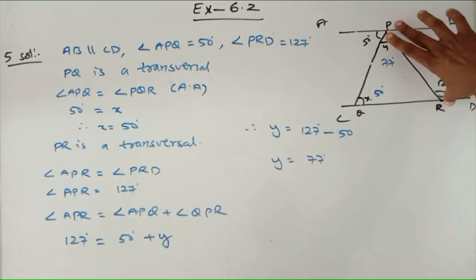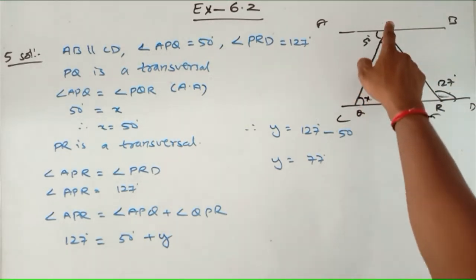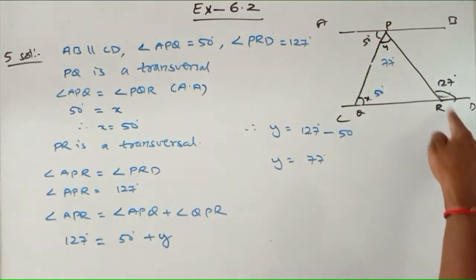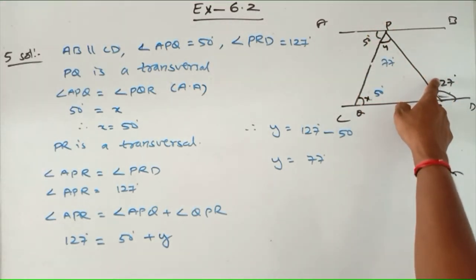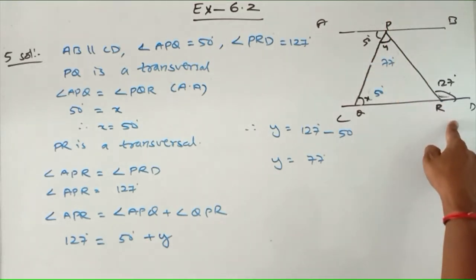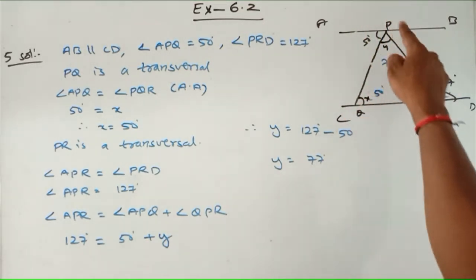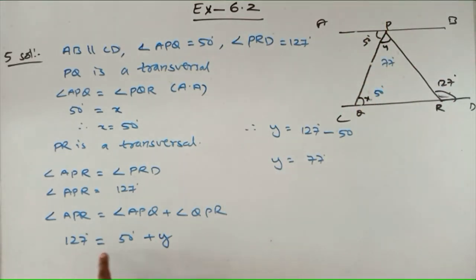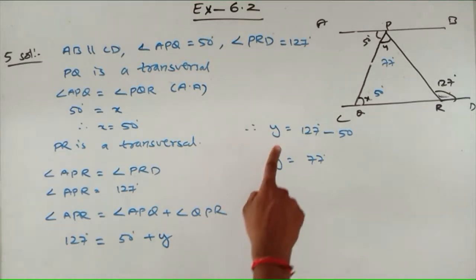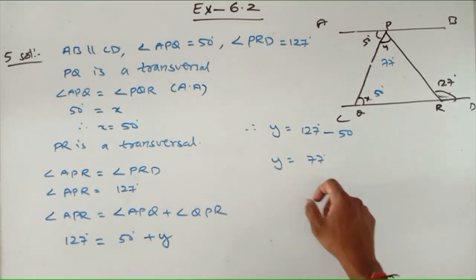Now here I am thinking PR is a transversal. If PR is a transversal, then angle APR is equal to angle PRD, because these two are alternate angles. Then APR is equal to 127 degrees, but APR is equal to angle APQ plus angle QPR. So 127 is equal to 50 degrees plus Y. Y is equal to 127 minus 50, which is 77 degrees.